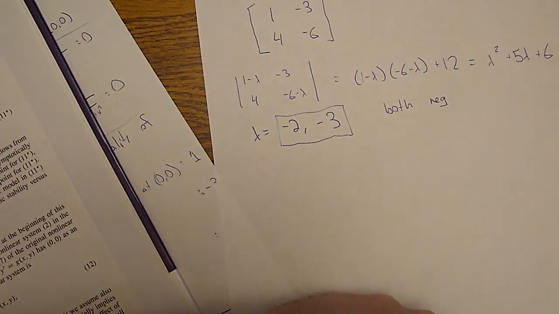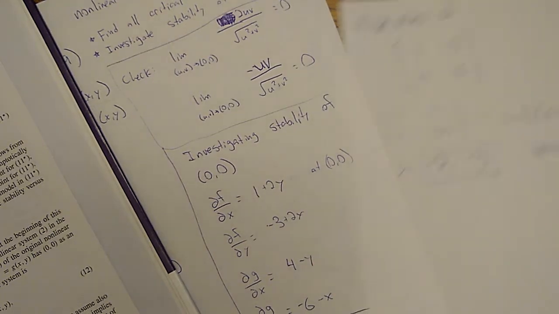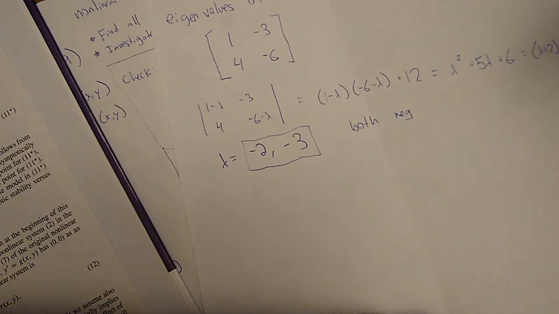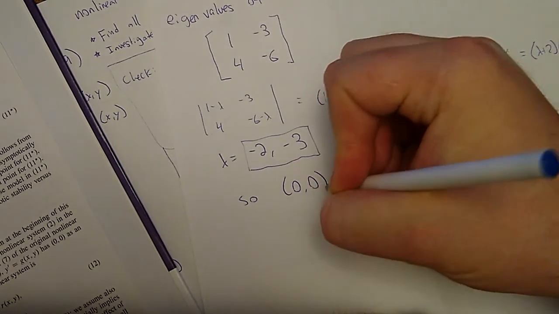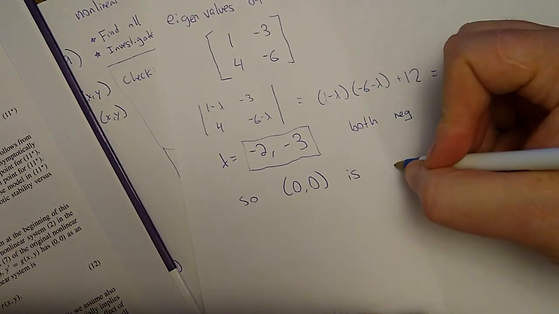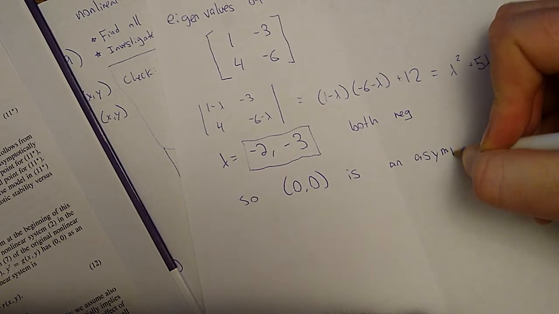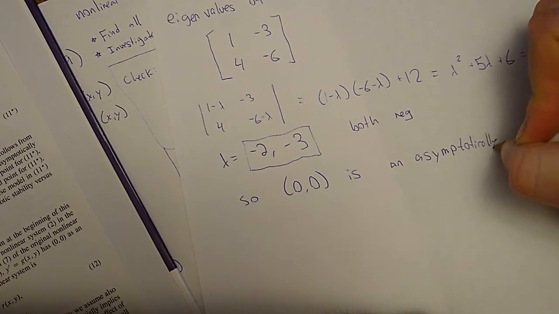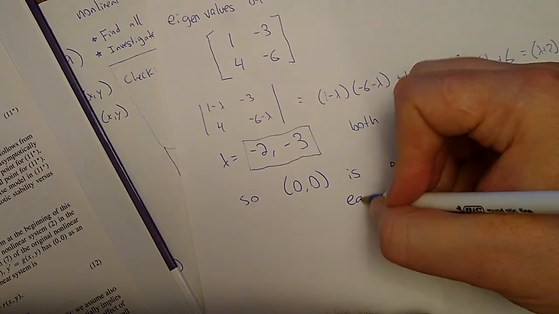So how should we write this? I guess the instructions just said investigate the stability. So I'll just write some reasonable conclusion. So (0, 0) is an asymptotically stable equilibrium point.